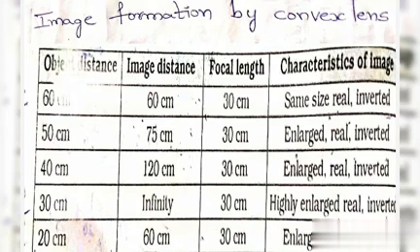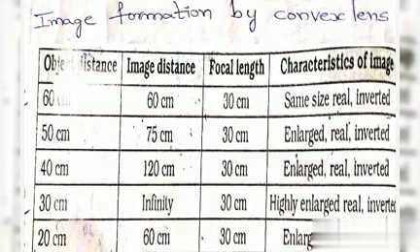Next, place the candle at 50 centimeter distance. Hold the screen front and back, then you will get the image at 75 centimeter distance. Now keep the candle at 40 centimeter distance. Hold the screen front and back till you get the clear image. If you hold the screen at 120 centimeter distance, then the image will form on the screen clearly.